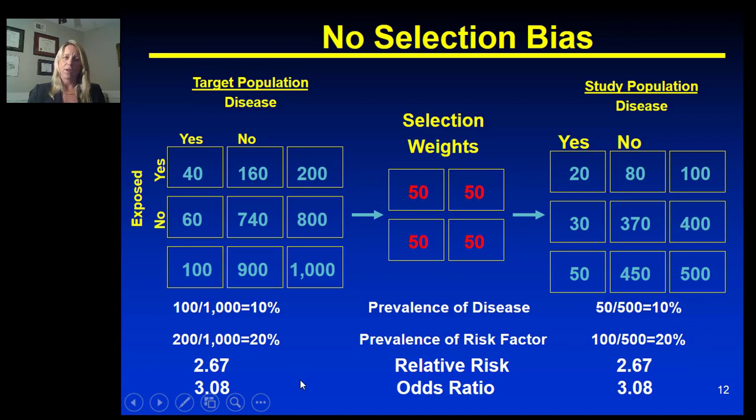And that can be followed on with respect to measures of association, either relative risk or odds ratio, depending on the design of the study. And they are equal because the sampling weights were the same. Okay, that seems pretty obvious.